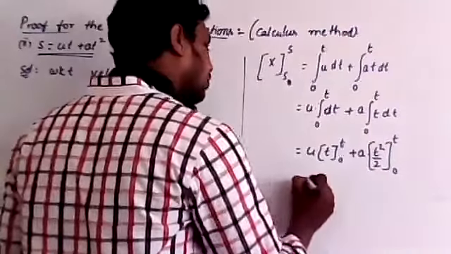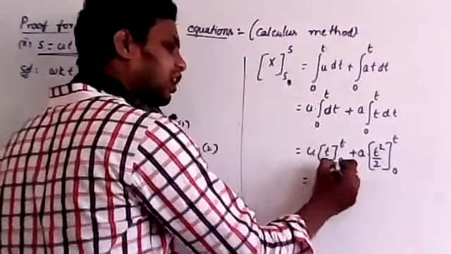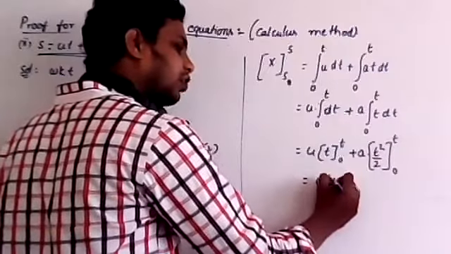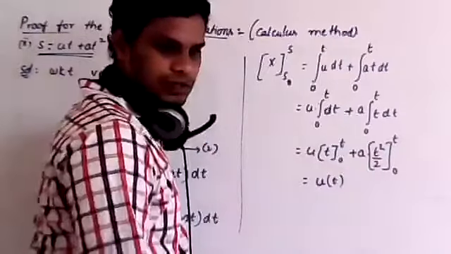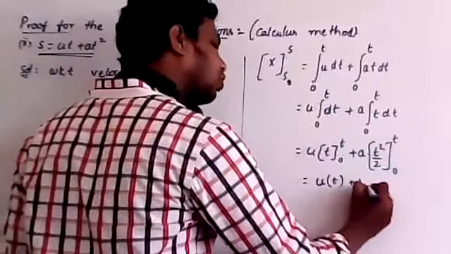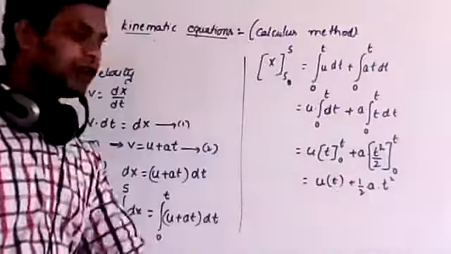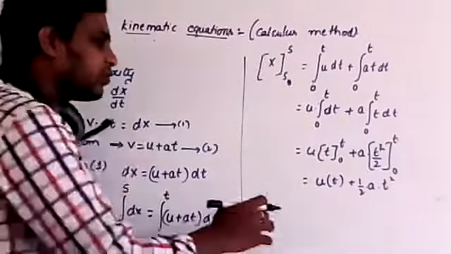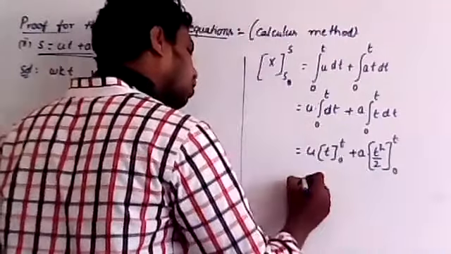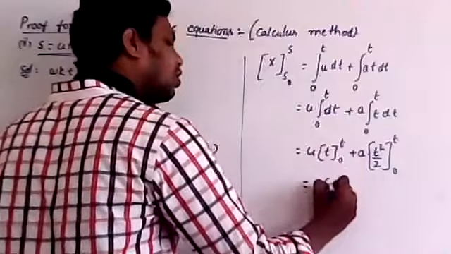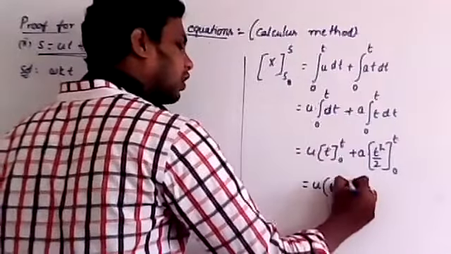Are you clear? Now from that you can write u into the initial limit, so t minus 0, that is t only. Now I'll write like this: 1 by 2 into a into, first substitute the upper limit t square, then the lower limit you substitute 0. So what is this value? t square. Or else, if you want more clarification, first substitute the upper limit, then the lower limit.